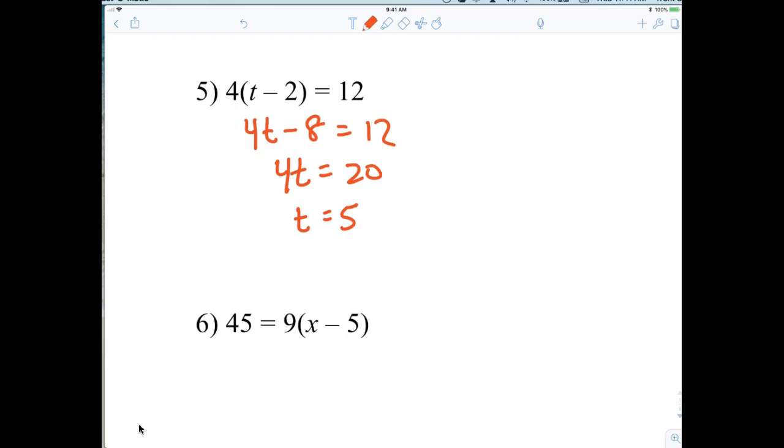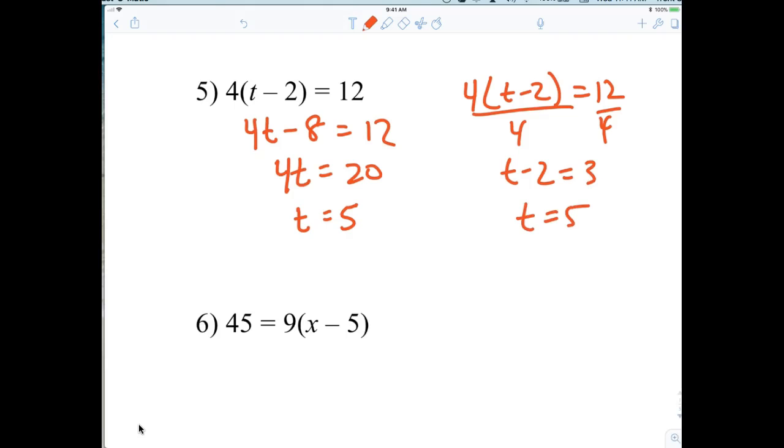Now, can I think of a quicker way to do it? What could I do first instead of distributing? Divide. Now you don't always have to do this, but I want to just show. I could have divided by 4 here. And then I would have had t minus 2 equals 3. T equals 5. You with me on that? Yes. There you go. Either way.